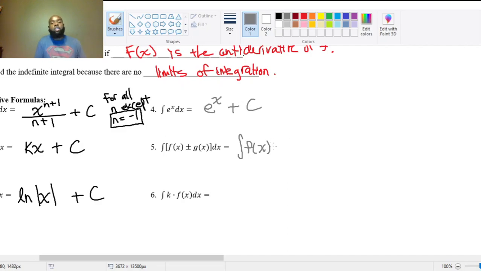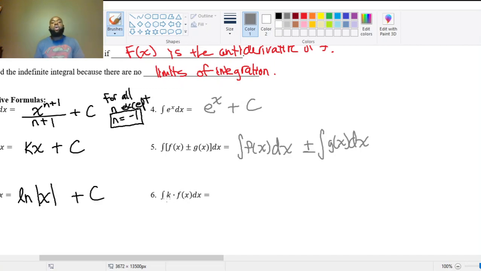It's going to be an integral of f of x dx plus the integral of g of x dx. And then if there's a subtraction, then it's going to be a subtraction. All right. Notice here we have a constant. K is a constant, and f of x is our function.